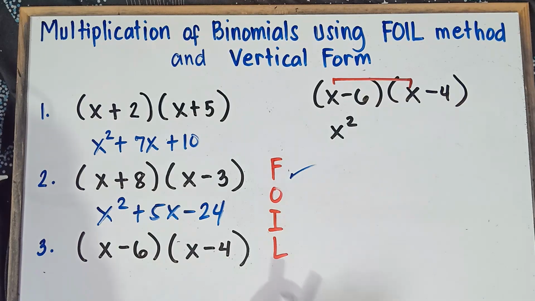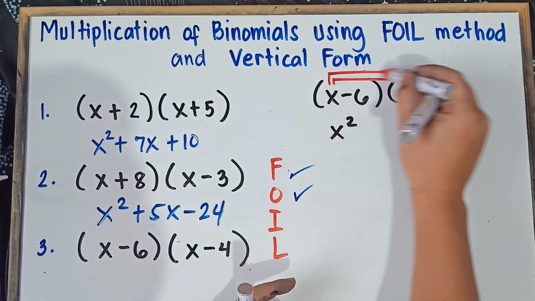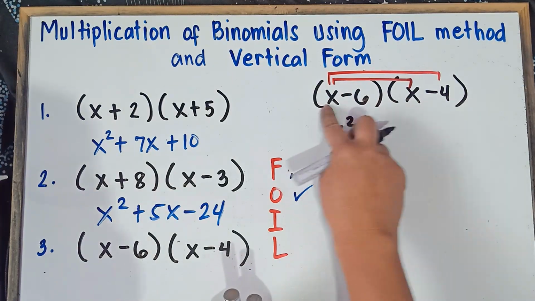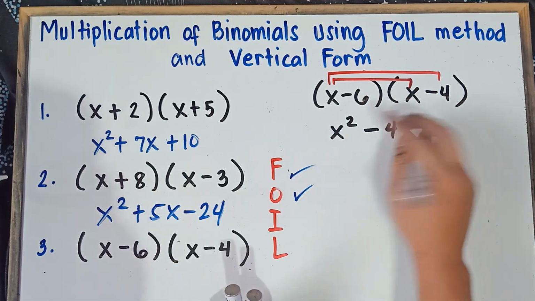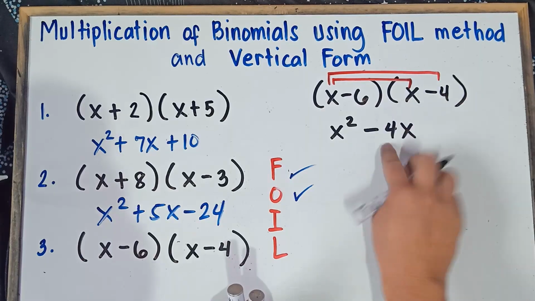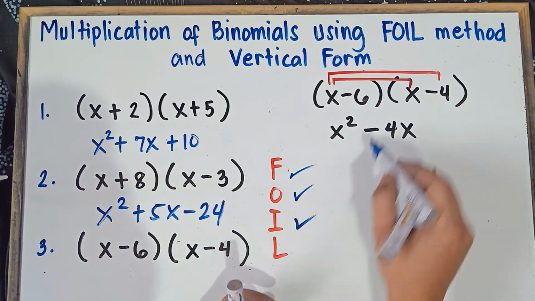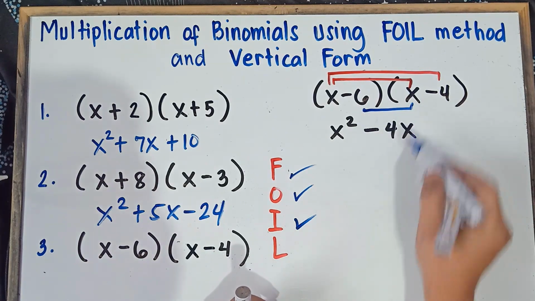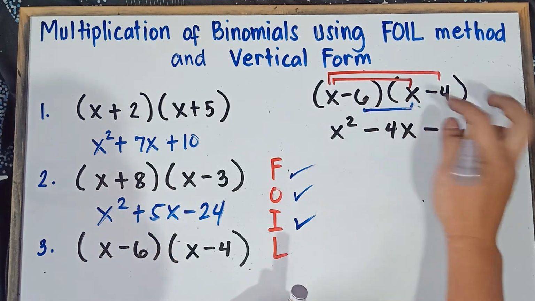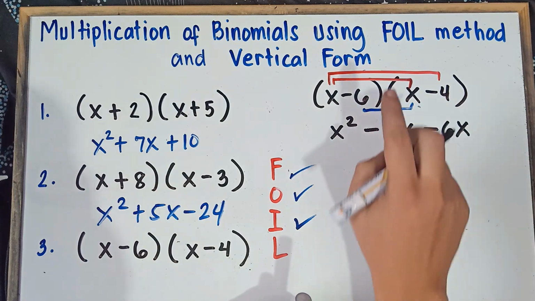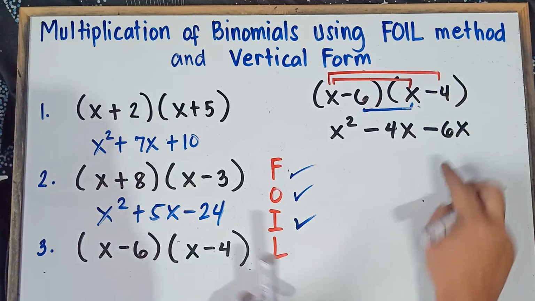Alright, and then outer, x times negative 4. Positive times negative, that would be negative. x times 4, that would be 4x. So x times negative 4, that would be negative 4x. So we're done with outer, and then inner. Negative 6 times positive x. Negative times positive is negative. 6 times x, that would be 6x. Negative 6 times positive x, that would be negative 6x.